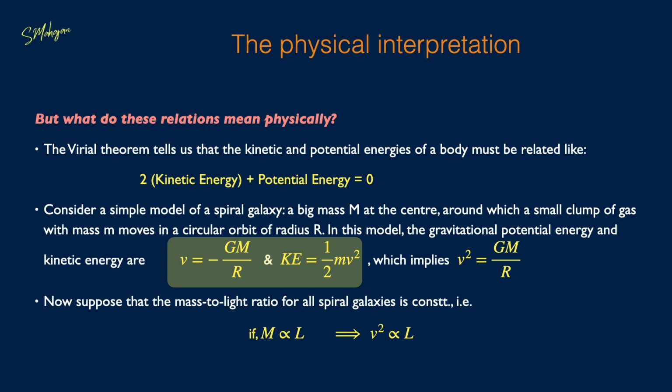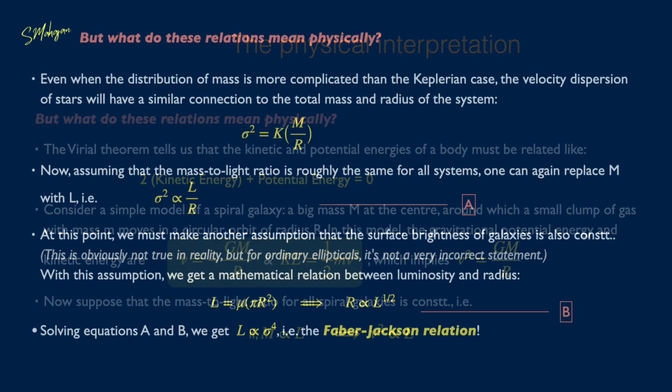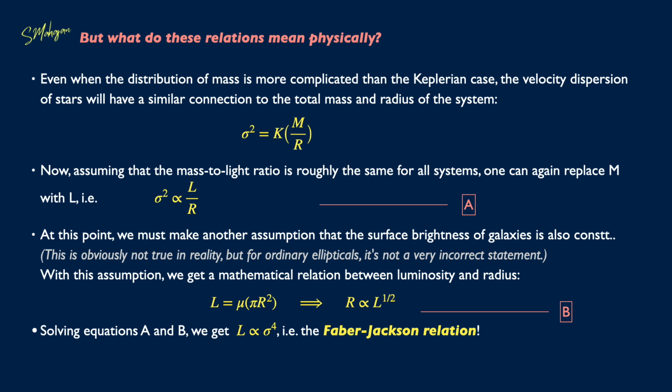Now, if we further assume that the mass to light ratio for all spiral galaxies is a constant, even when the distribution of mass is more complicated than the Keplerian case, the velocity dispersion of stars will have a similar relation to the total mass and radius of the system. Therefore, the square of velocity dispersion of stars is proportional to the ratio of luminosity to radius.